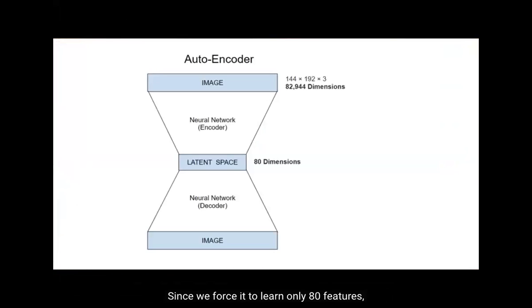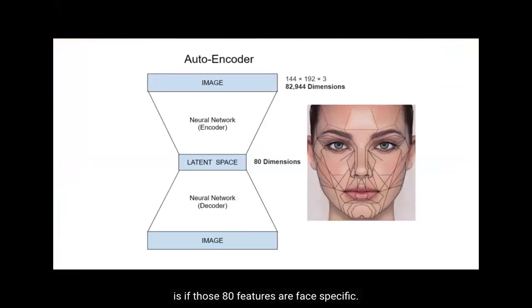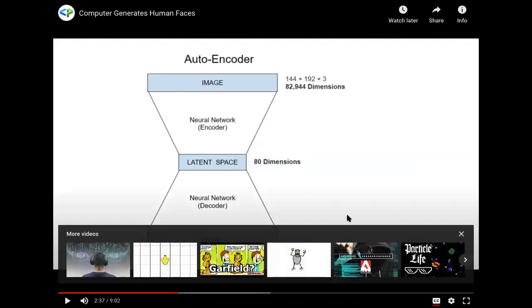Since we force it to learn only 80 features, the only way to provide a good reconstruction, given what we just saw with the general compression, is if those 80 features are face-specific. So hopefully we'll learn what it means to be a face. The first intention is that we're trying to map all the features of the face by a latent space or an embedding. So 80 dimensions will describe 80 features of your face.